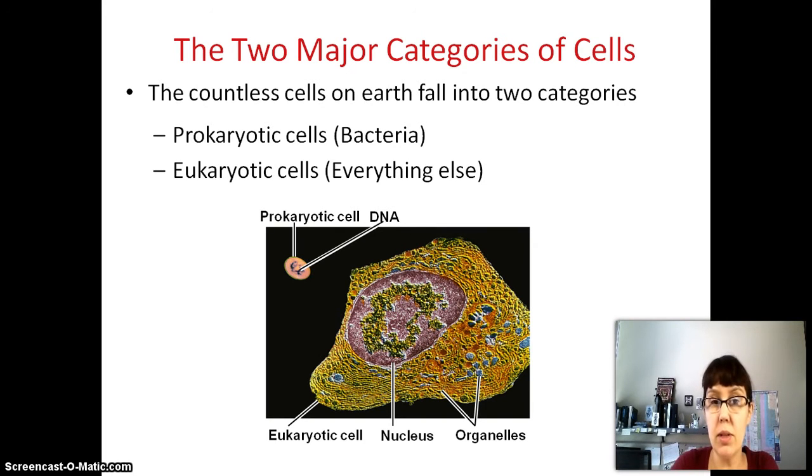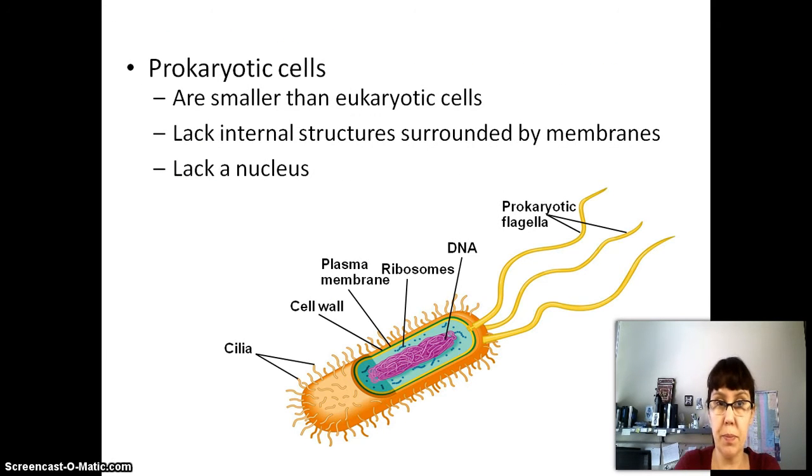There are some major differences between pro and eukaryotic cells. Eukaryotic cells are known as eukaryotic cells because they have what are referred to as membrane-bound organelles. They also have a membrane-bound nucleus, and within the nucleus, DNA is kept. In prokaryotic cells, on the other hand, the DNA floats freely within the cell, and it's not enclosed within a nucleus. So let's take a closer look at prokaryotic cells.